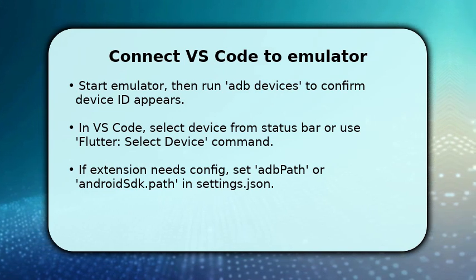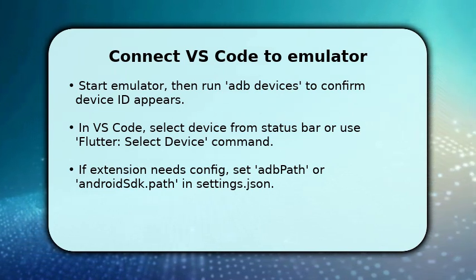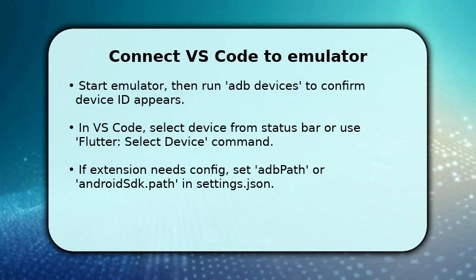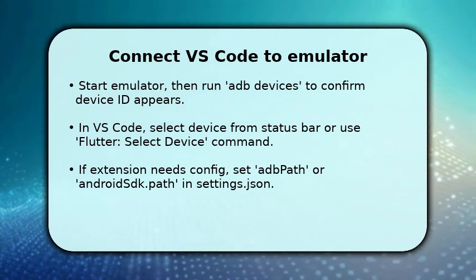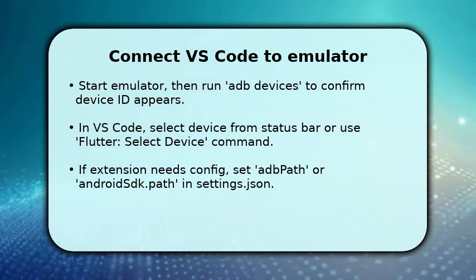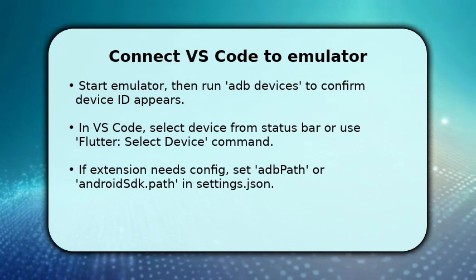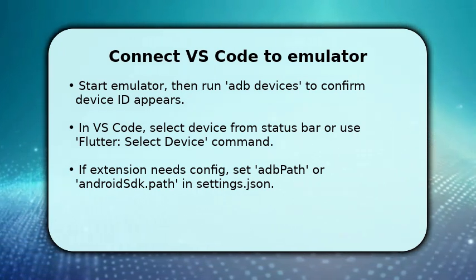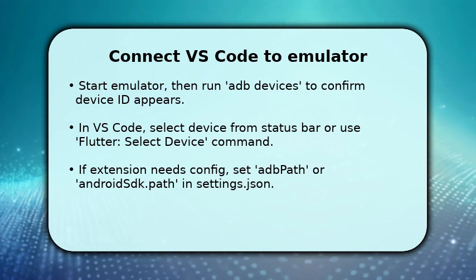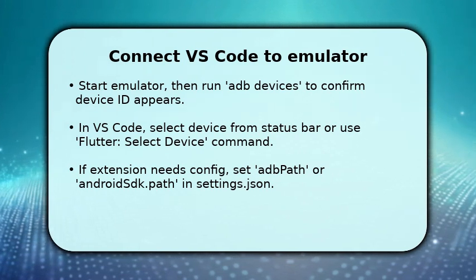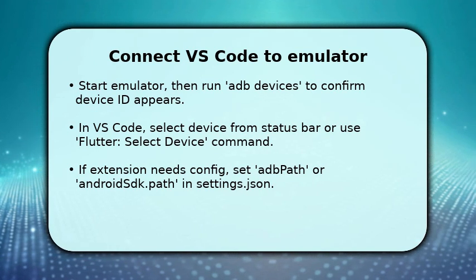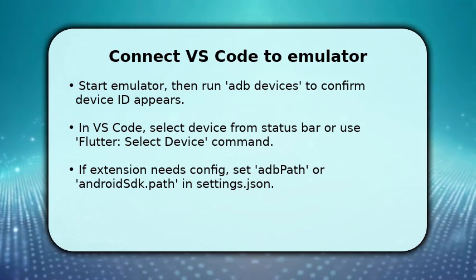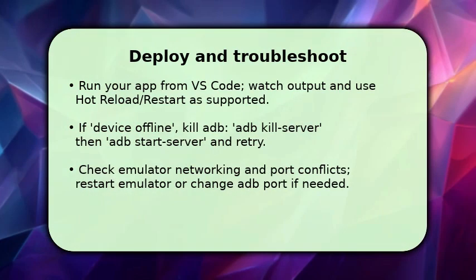Next, in VS Code, pick the emulator from the device selector in the status bar or use the appropriate command palette action. If VS Code or the extension cannot find ADB automatically, open Settings, JSON, and set an ADB path or Android SDK path to your Platform Tools folder. This explicit path prevents ambiguity between multiple SDK installations, and you finish by deploying from VS Code.